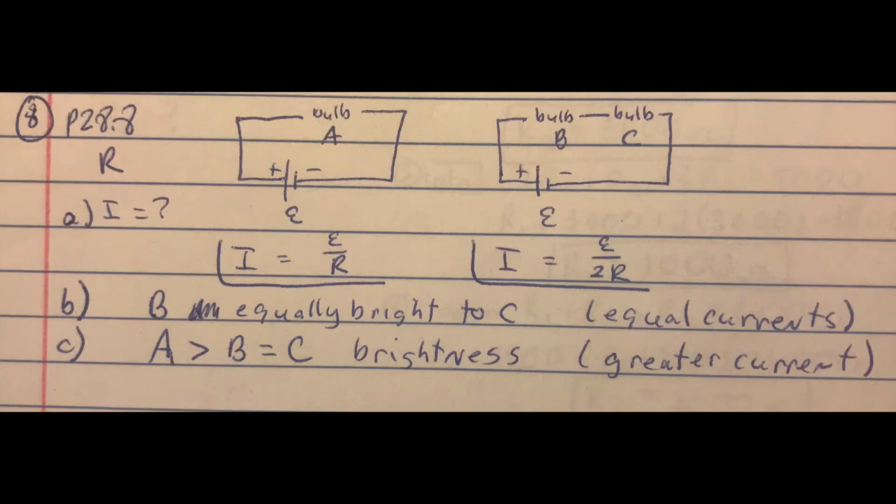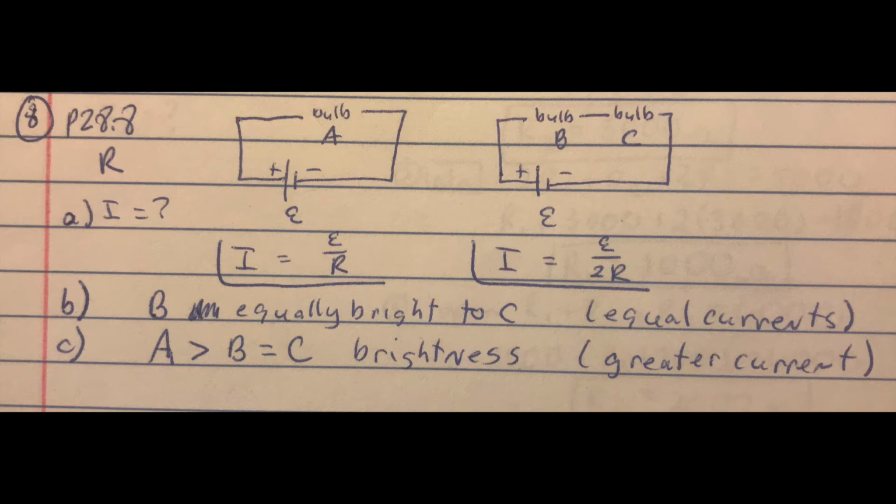Problem number 8. This is more of a logic one. You have one circuit with a battery and a single bulb, A, and a second identical circuit, except now it has two bulbs, B and C, and they're in series. Total currents, Ohm's law: I for the first circuit is EMF over R. I for the second circuit is EMF over 2R, because the resistances add.